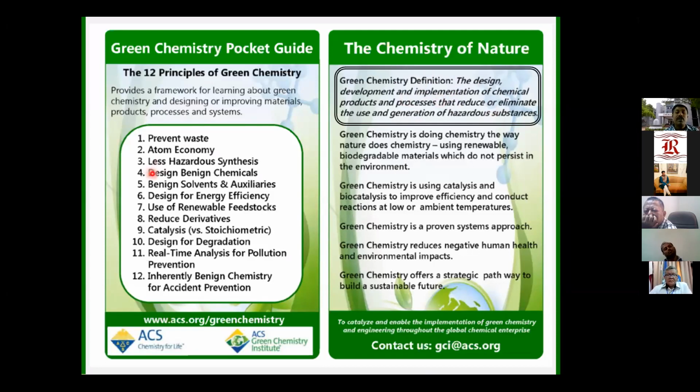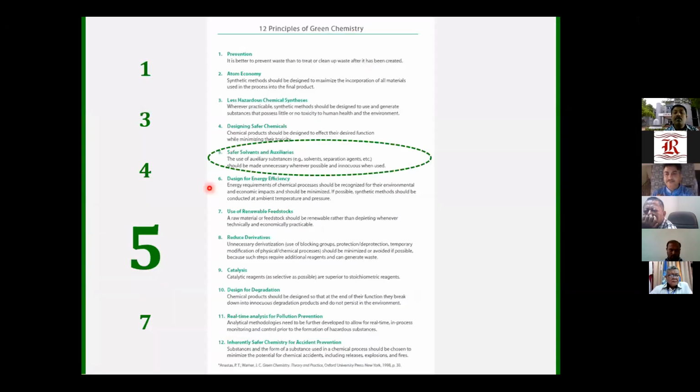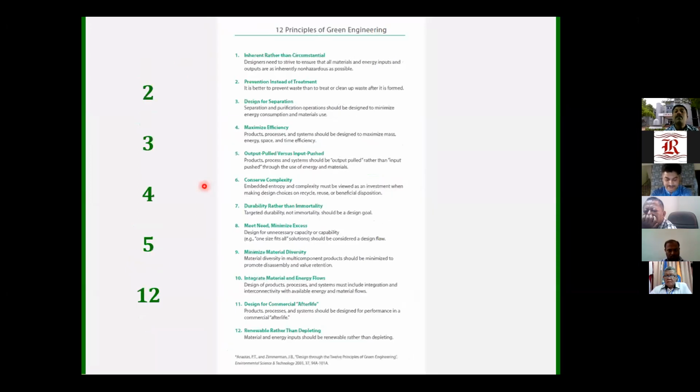We know the 12 green chemistry principles. Today, I will be focusing more on safer solvents and auxiliaries, and the others we can touch upon a little bit. Similar to the 12 green chemistry principles, we are also aware of the 12 principles of green engineering, where today we will focus a little bit on prevention instead of treatment, design for separation, maximizing efficiency, output pulled versus input pushed, and renewable rather than depleting. So I spoke so far about three numbers.